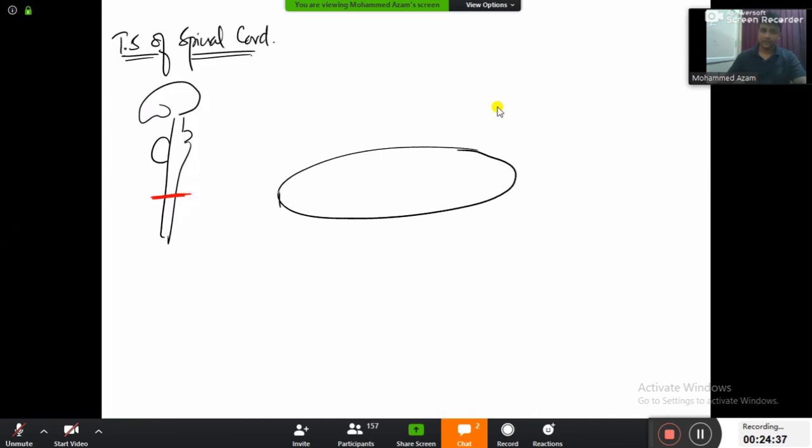The spinal cord is actually cylindrical like this, and this is how the transverse section of the spinal cord will be. Because it is cylindrical like this, now we are taking a section. Now my dear friends, here in the transverse section of the spinal cord, posteriorly there will be a slight depression.